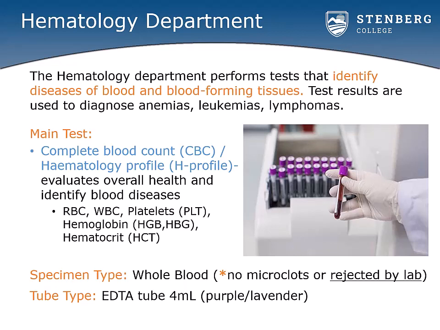It's an automated test, which means it's run on an analyzer. The CBC counts the number of red blood cells, white blood cells, and platelets in the blood, measures hemoglobin amounts, and determines hematocrit, or the percentage of red blood cells in whole blood. The sample type is whole blood, since the analyzer counts each of the different types of cells one by one.